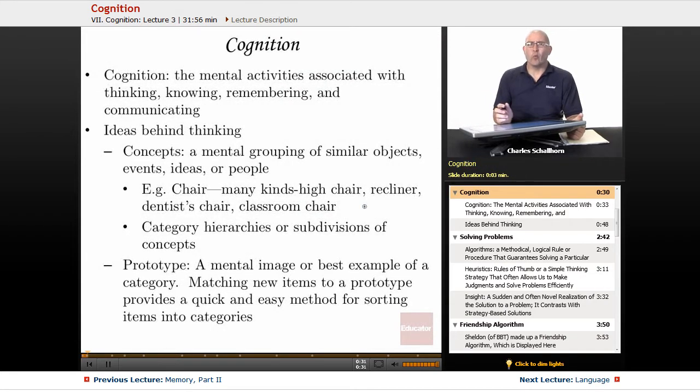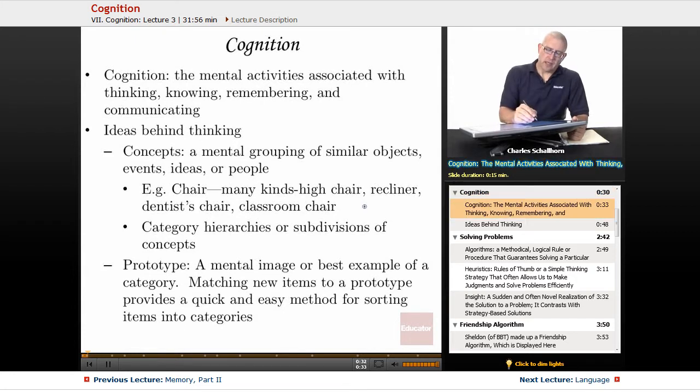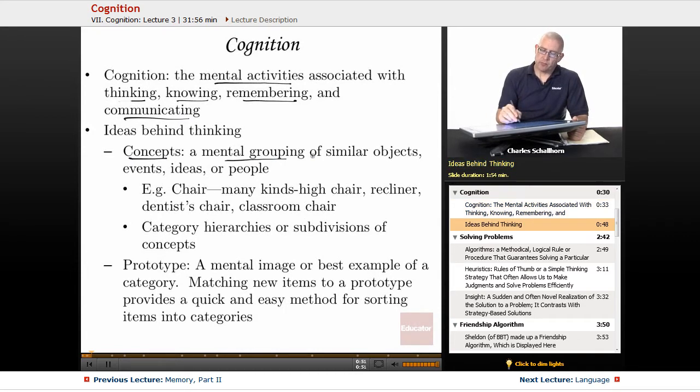So cognition. What is cognition? Cognition is the set of mental activities associated with thinking, knowing, remembering, and, if you were around for the previous segments when we were doing memory, that is part of cognition, and communicating. So ideas behind cognition. Well, one is concepts, and that's a mental grouping of similar objects, events, ideas, or people.